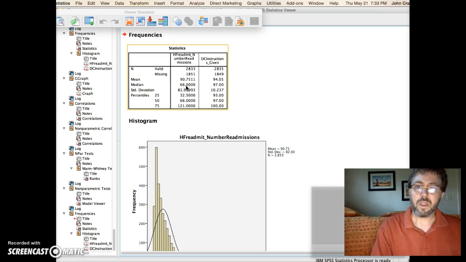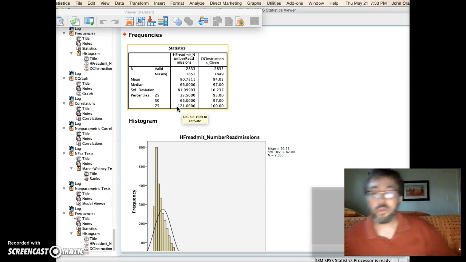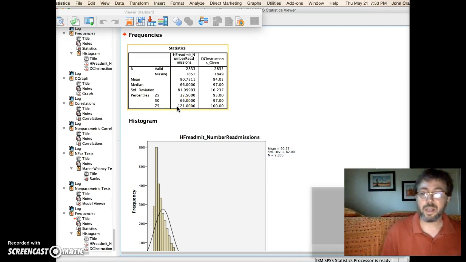So if we wanted to understand measures of central tendency for non-normally distributed data such as these, we would use the median of 66 and the interquartile range, which goes from the 25th percentile of 32 to the 75th percentile of 121.